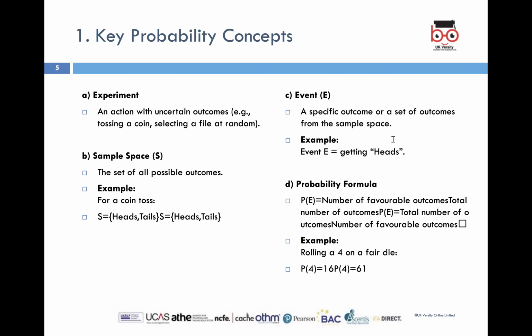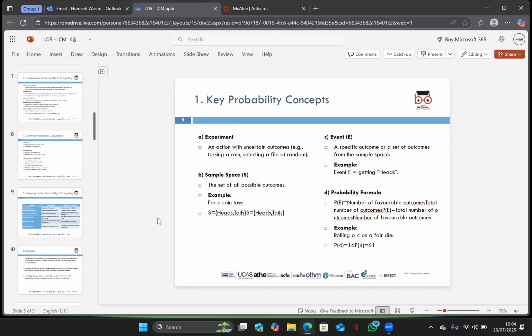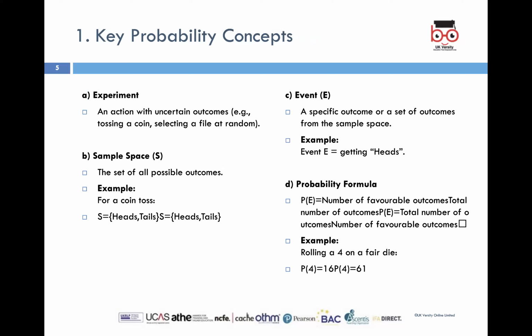So, just to go through that here. An experiment is an action with uncertain outcomes, for example, tossing a coin or selecting a file at random.